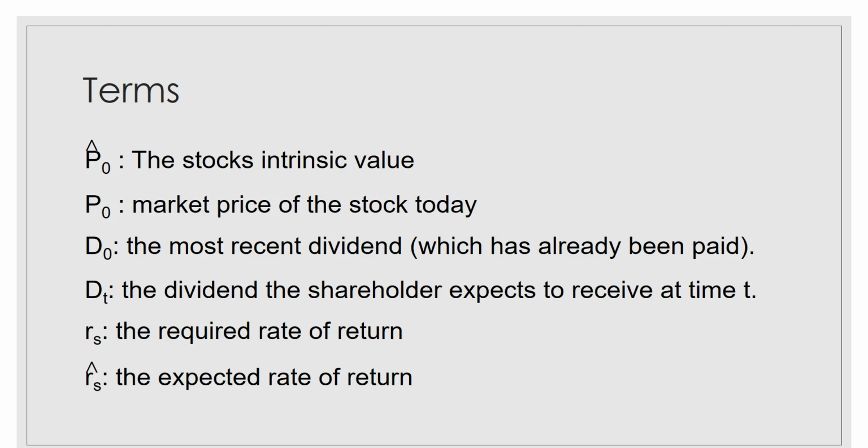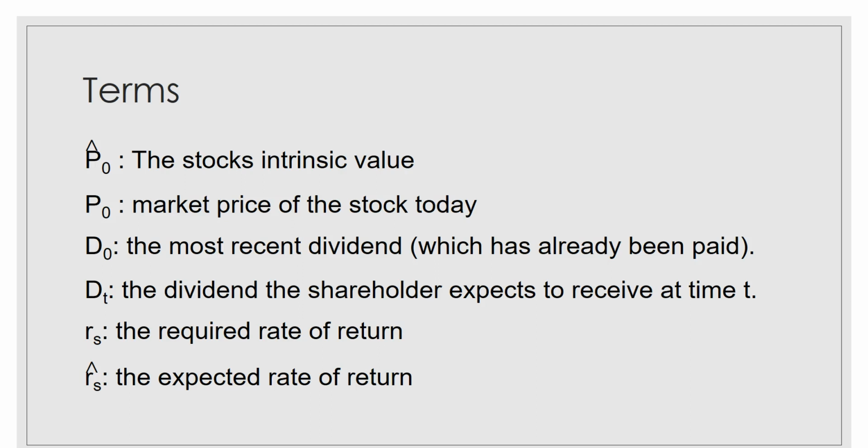So first up, P naught with a hat. P naught is the P with the little zero beside it, and then the hat is the triangle on top. So P naught with a hat, that is the stock's intrinsic value. The intrinsic value of a stock is the true value. It's what the stock is worth. P naught without the hat is the market price of the stock today. If markets are efficient, then the intrinsic value and the market price are the same. Sometimes they're not, but they should be very close to one another.